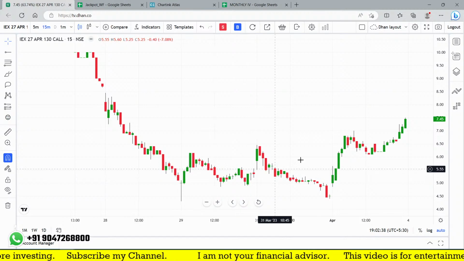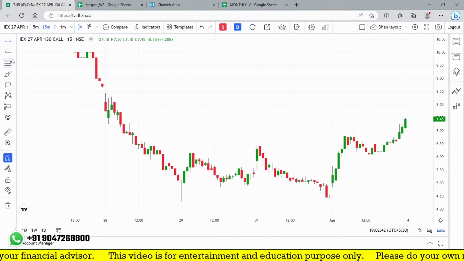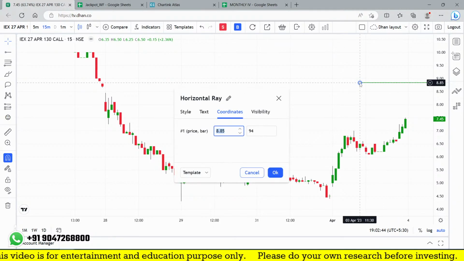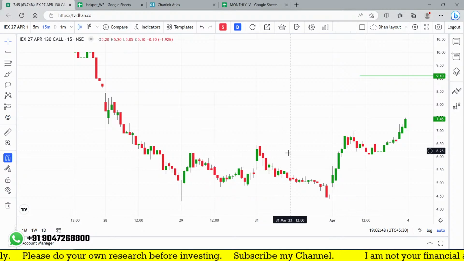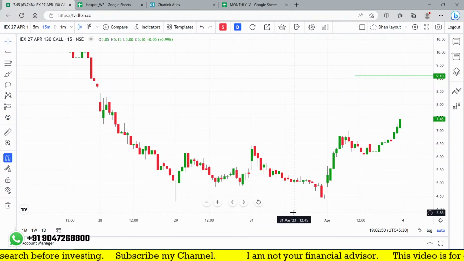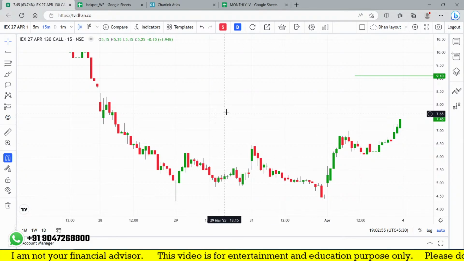But my positional entry should be near about 9 rupees, 9.1. If it breaks above 9.1, I'm just waiting for a breakout, but it should happen in real time. The breakout may come tomorrow or the day after tomorrow. Whenever it triggers, I'm going to take the opportunity.